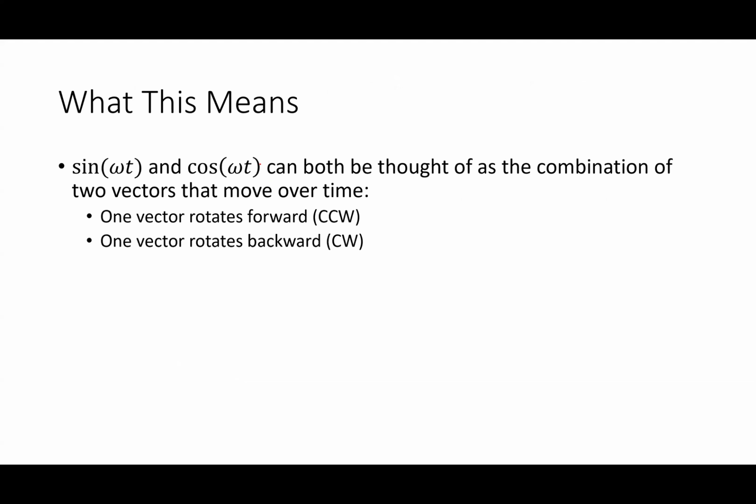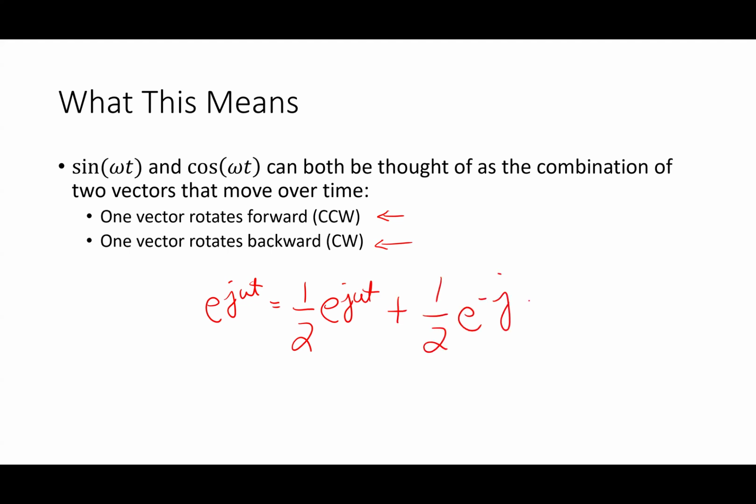Basically, what I'm saying is both sine and cosine can be thought of as the combination of two vectors in the complex plane that move over time. One of them moves in the counterclockwise direction. One of them moves in the clockwise direction. Forward or positive is counterclockwise. Backwards or negative is the clockwise direction. So again, in my example, for the cosine of omega t, I say that that's 1/2 e to the j omega t plus 1/2 e to the negative j omega t. Which one is the counterclockwise mover and which one is the clockwise mover?